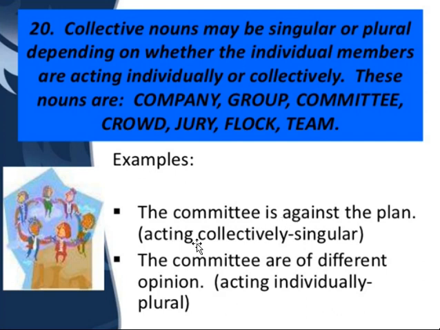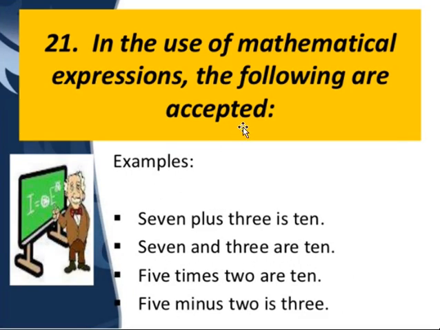The committee is against the plan, acting collectively, singular noun. Or the committee are of different opinion, acting individually, plural. It means committee members are here basically who are having different opinions. So that is why we have used are. And here we are talking about only one committee, where all the members are in the same committee and are collectively doing. So in this manner it is called. This is slightly different, students, you have to keep in mind while acting all these.